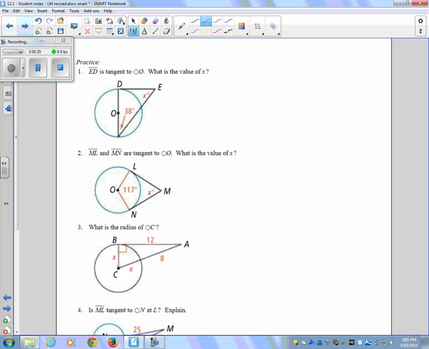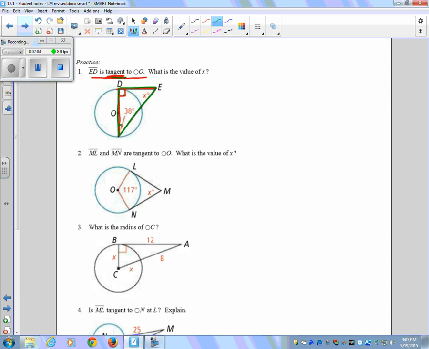Here's some practice. So we're told that ED is tangent to circle O. Immediately, when you see the word tangent, you think right angle, 90 degrees. So if ED is tangent to circle O, that means that ED is perpendicular to radius OD. Now we're trying to solve for the value of x. In this case, we're just looking at this triangle. We know it's a right triangle because of that word tangent.